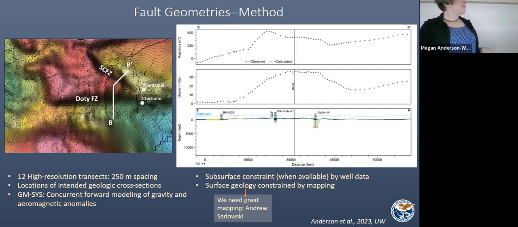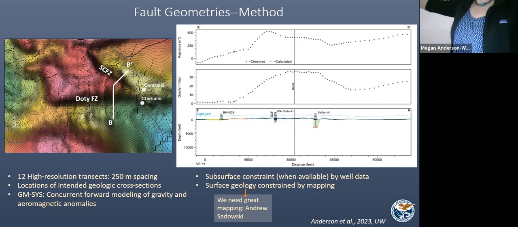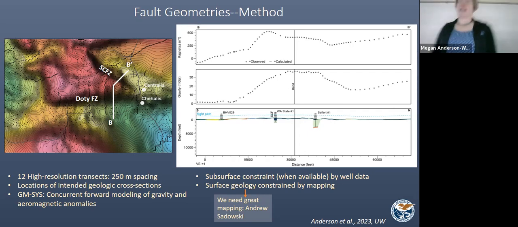And I worked with our mapper, Andrew Sadowski, on this cross section. So you're going to see his name pop up. Had a lot of back and forth with Andrew on this. So in this, I put in the wells and how deep they go. And then just underneath the subsurface, I've got the surface geology constraint from what he mapped.